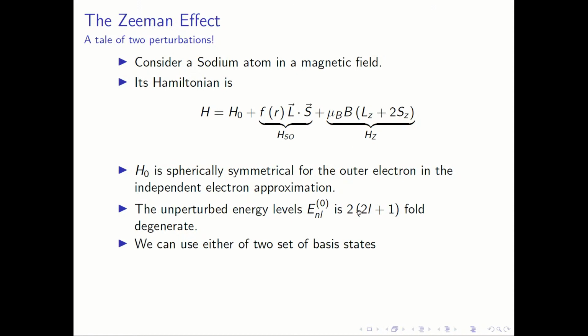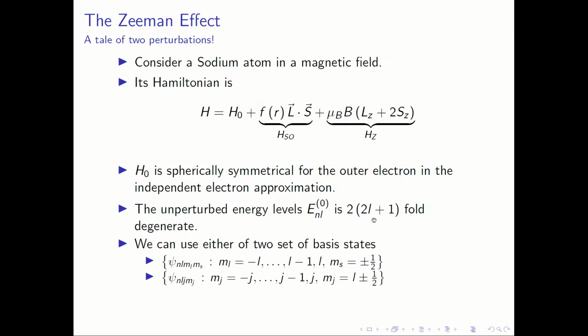And because of this degeneracy, we actually have infinitely many possible choices for basis states. I am going to take 2(2l+1) basis states no matter which way I do it, but the precise ones I choose, there are infinitely many choices there, but there are 2 obvious choices. One of them is the χ_nlmlms and the other is the χ_nljmj.